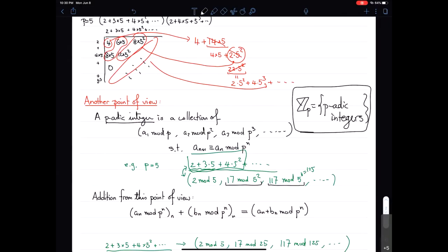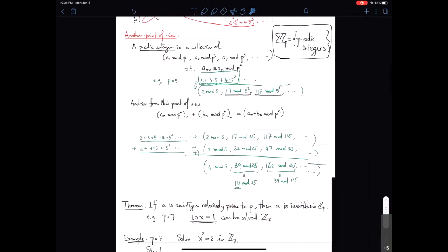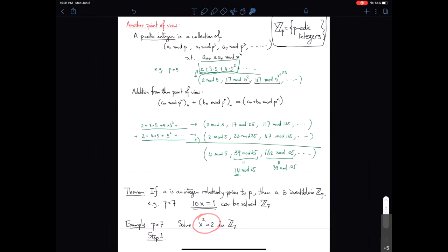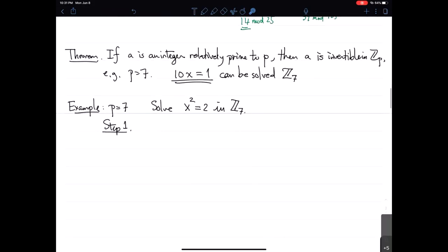I'm going to use the second point of view. A p-adic integer is basically a collection of these higher powers of p. So if I want to determine an x that squares to 2, I better first determine what this x is modulo p, and modulo p squared, and modulo p cubed. So that determines my steps.